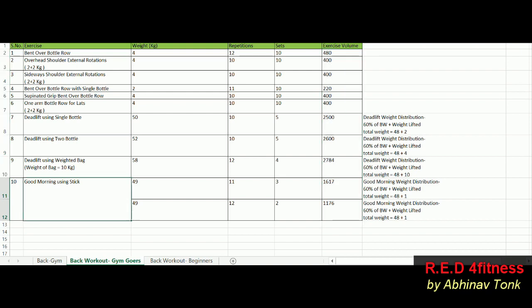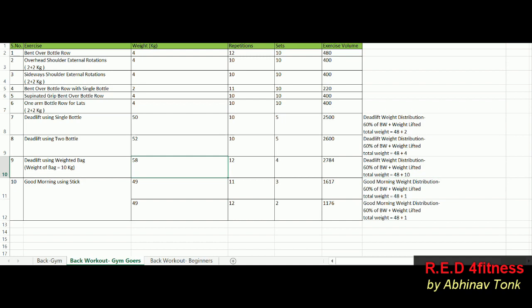One more thing here. I have already shown you that in the deadlift exercise, the net weight is 60% of body weight plus the weight lifted. It applies for the good morning exercise as well. In the good morning exercise also, the net weight distribution is 60% of body weight plus the actual weight lifted.